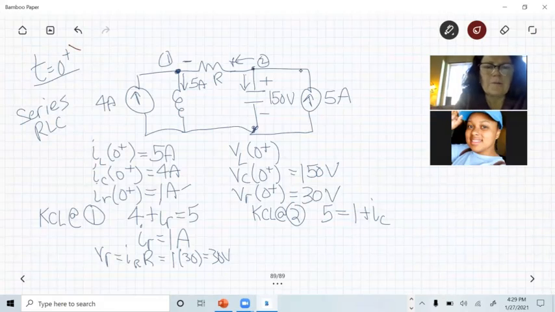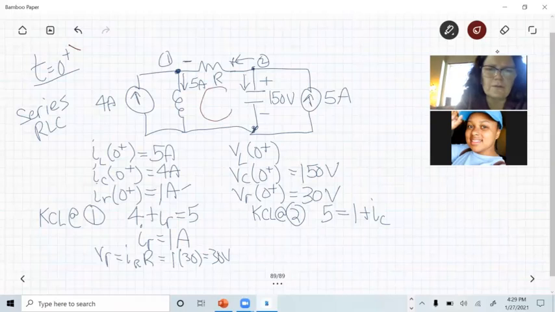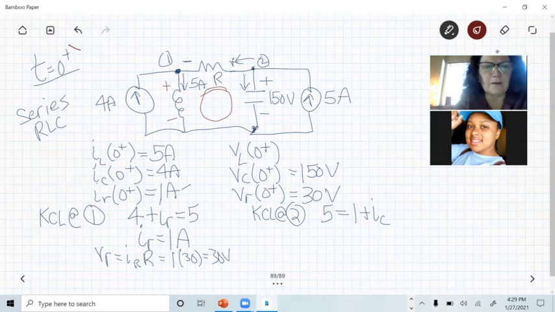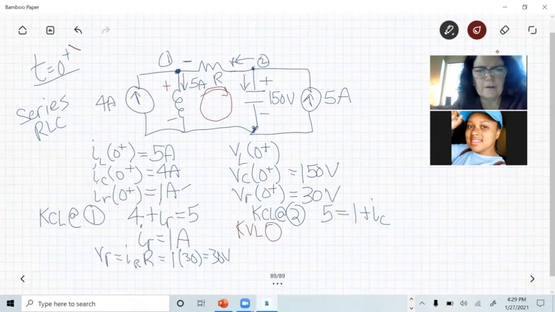Okay, so I'm gonna do KVL around this loop right here, this inner loop, because I already know 2 out of the 3 voltages. Be careful with the signs. Current goes into the positive terminal. I'm gonna start here and go clockwise. So VL is my unknown. This is KVL around that loop.